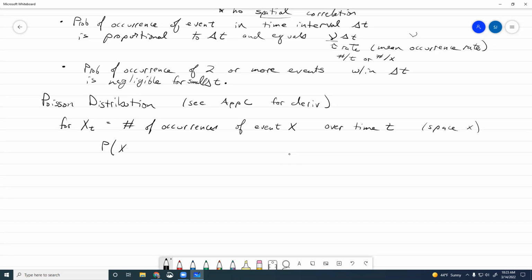So the probability that our random variable is equal to some value x, the number of times over a period of time, is equal to that mean rate parameter times the time interval that we're interested in, all over x factorial, and this is to the x, times e to the negative nu t. So nu again is the mean rate over space and time. So this is our Poisson distribution.